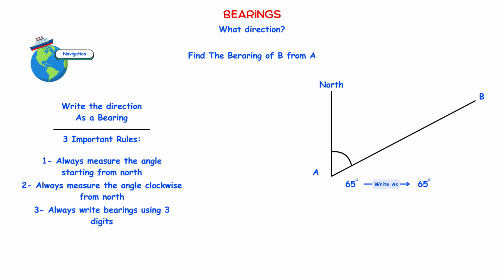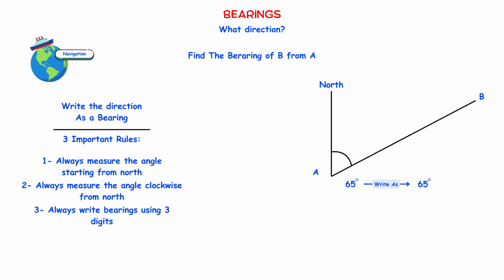The first rule is that we always measure the angle starting from north. So, because in this question we want the bearing from A, we should add a north line to point A so that we know where to start the angle from. The second rule is that we always measure the angle clockwise from north. So in this case, that's going to be this angle here that we want to measure, and not this angle around here, because this larger angle would be measuring it counterclockwise.